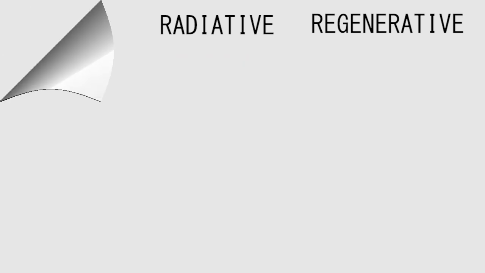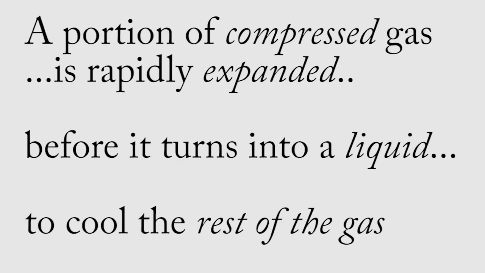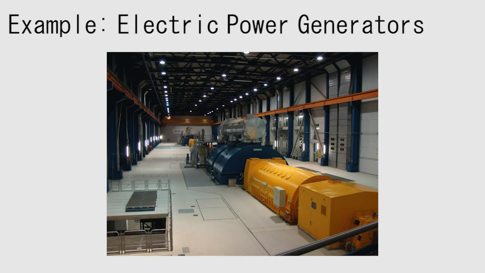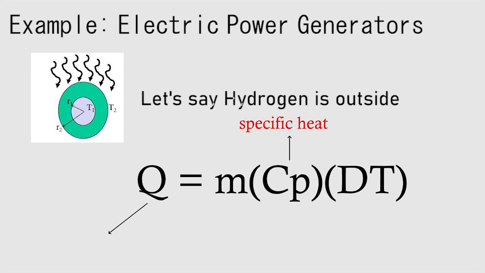In simple terms, regenerative cooling is defined as a compressed portion of a gas is first rapidly expanded before it becomes a liquid to cool the rest of the compressed gas. An example of this is using hydrogen gas as a coolant for electric power generators. Since it has a high thermal conductivity, specific heat, and low density, you can see that these properties will maximize the heat transfer by conduction and convection formula, Q equals MC delta T, which is very popular in engineering.